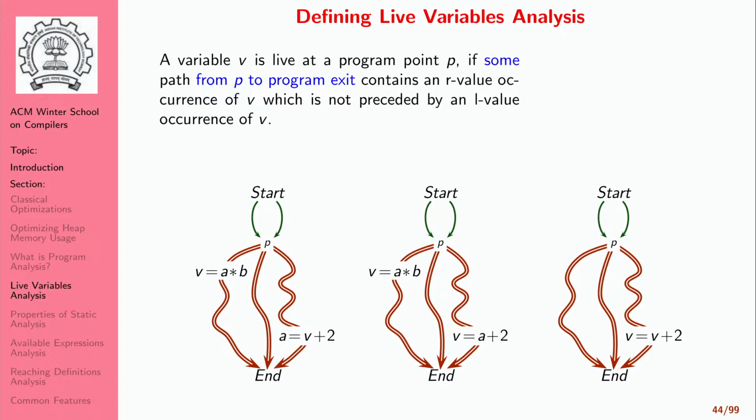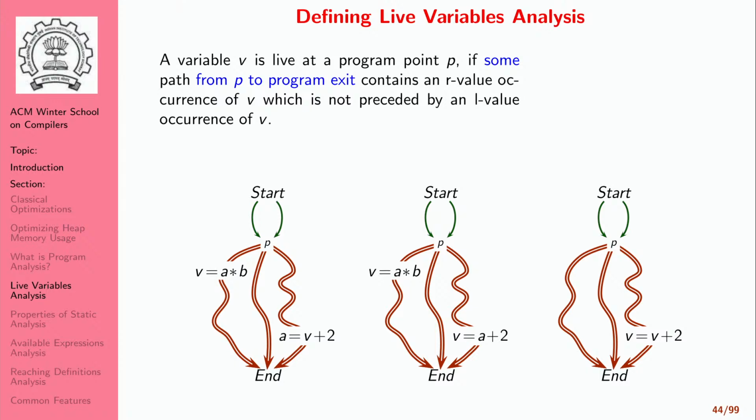Third observation is we are saying some path from P to exit. We are not saying every path from P to exit must satisfy this property. We are saying if from P there exists some path in which this value is used, I am fine with it, I will declare it to be live. It may be used along this path, may not be used along that path, that is okay. We will see examples of analysis where we might say this property must hold along every path. Here we are saying only some path, right?